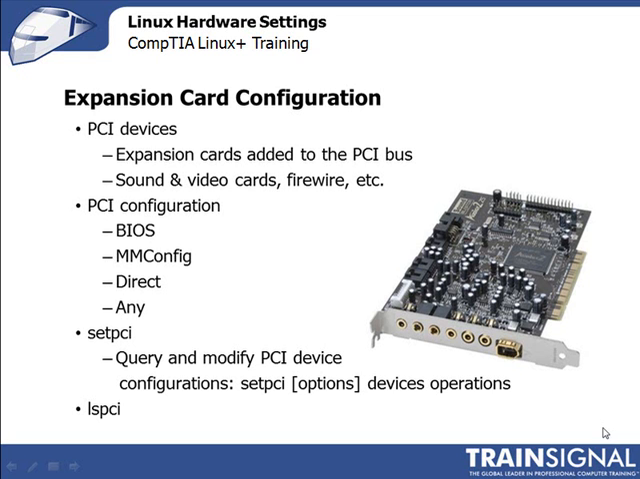The Linux kernel's PCI access mode determines how it detects PCI devices. The options are through the BIOS, through mmconfig, Linux Direct, or any. Now, any is probably your best option. It'll first try mmconfig, then direct, then the BIOS.